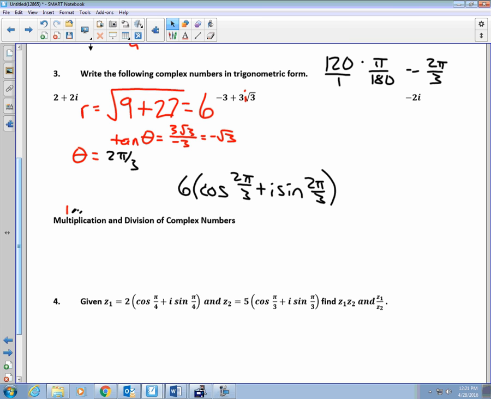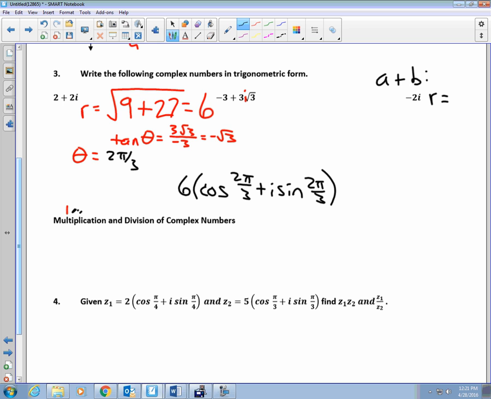That is the trigonometric form of that complex number. How about negative 2i? What is the a value? So I have a plus bi. What's the a value? 0. So if you want to calculate r, r is equal to the square root of a squared, which would be 0, plus b squared, which would be 4. What's the square root of 4? 2. That was easy.